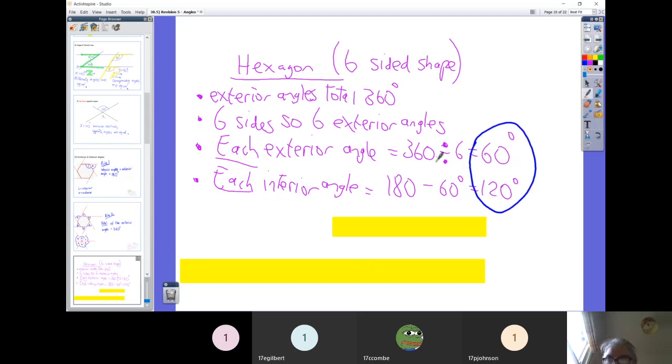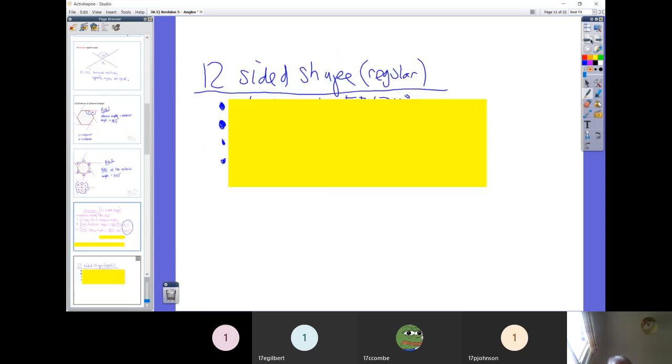So please could you work through a similar process for a regular 12-sided shape? I want you to go and work out what each of the interior angles must be. So I'll just give you a bit of time to think about that. For a 12-sided shape, we'll just work through the points, how we're going to work out what each of the interior angles are.